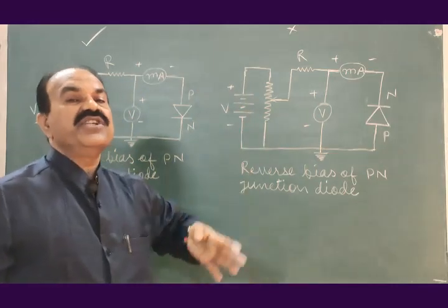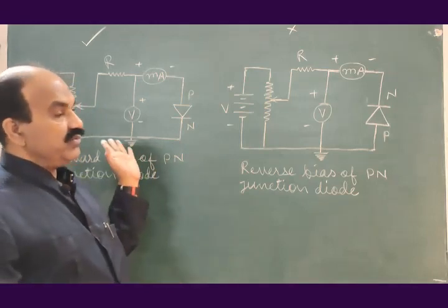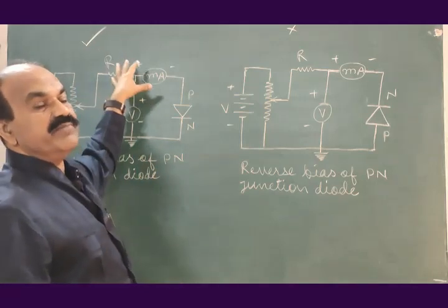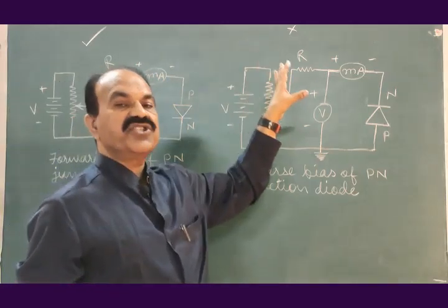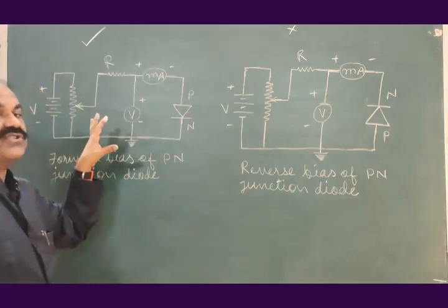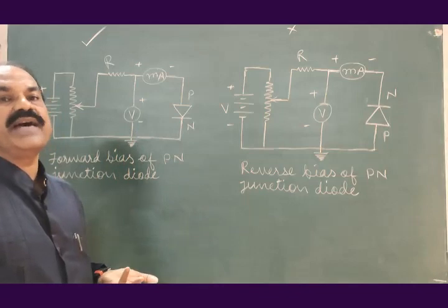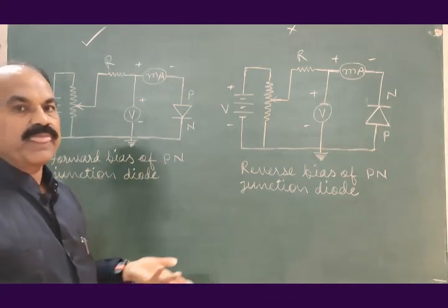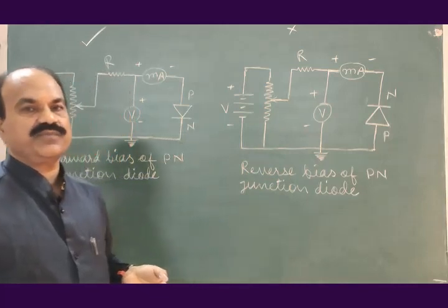PN junction diode is never used in reverse bias. Before going to study the working of PN junction diode in forward bias and in reverse bias, let us first understand what is the meaning of forward bias of a PN junction diode and what is the meaning of reverse bias of a PN junction diode.